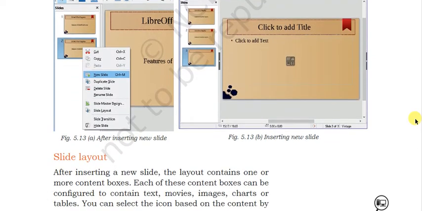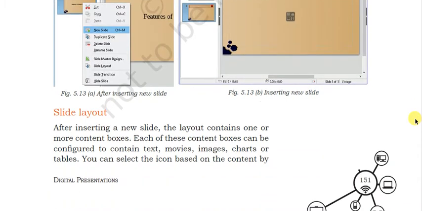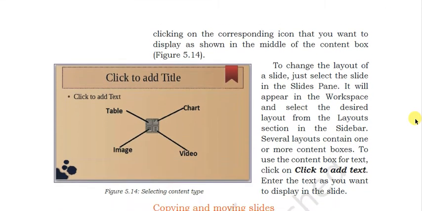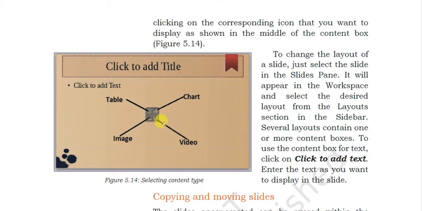Now slide layout. After inserting a new slide, the layout contains one or more content boxes. Each of these boxes can be configured to contain either text, movies, images, charts, or tables. Okay, as per your requirement, you can change the layout and you can select it. So you can have this layout where you can have one table, one chart, one video, one image. Okay, or you can change it as per your will.